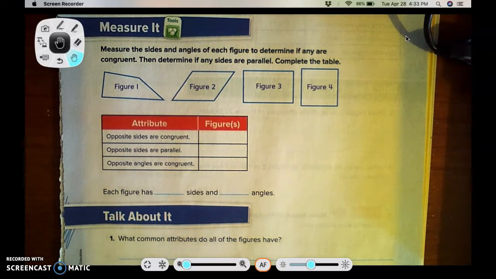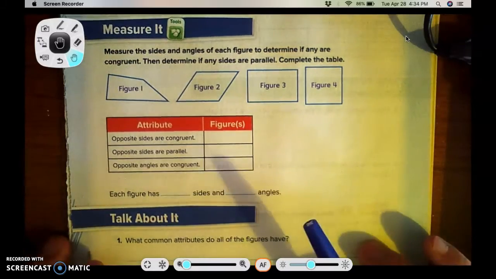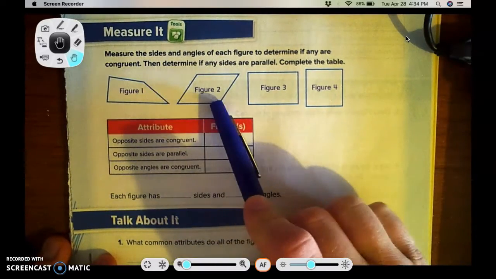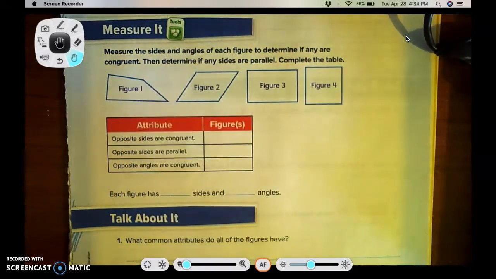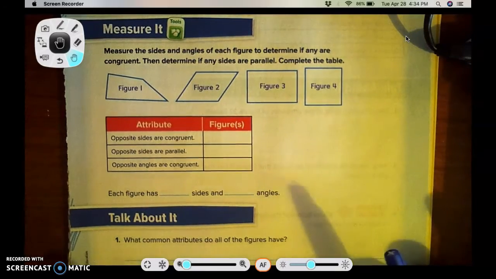So if you have a ruler that you can measure, that's awesome. If you don't, that's okay. You can ballpark it. It's not going to trick you too often. If it looks like they're equal or congruent, they probably are. Same thing with angles later on.